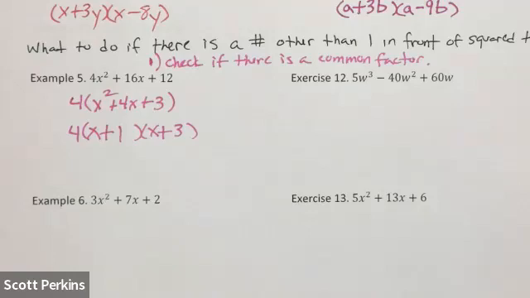So try exercise 12. Same thing. Factor out the common factor first. You should be left with a trinomial that has a 1 in front of the squared term that you can then factor.